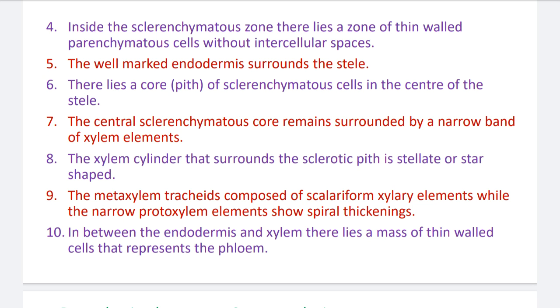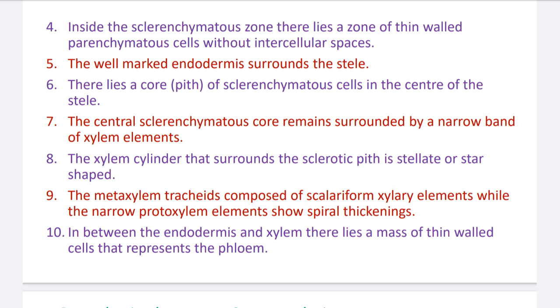The well-marked endodermis surrounds the stele. I have just discussed this in the diagram. Number 6. There lies a core of sclerenchymatous cells in the center of the stele. At the center of the stele, there are sclerenchymatous cells. Okay. Number 7. The central sclerenchymatous core remains surrounded by a narrow band of xylem elements. I have just said that the xylem is ribbed, and because of that it forms narrow bands toward the endodermis, inside the phloem tissue. Number 8.